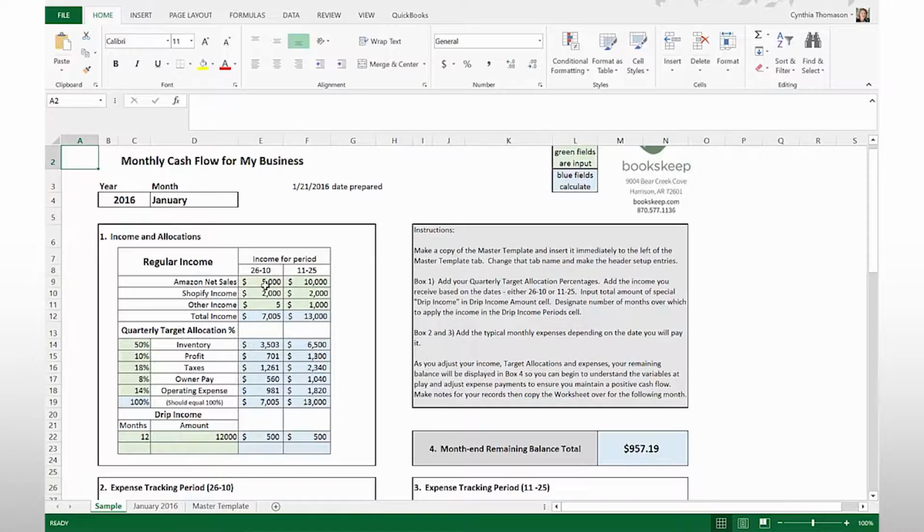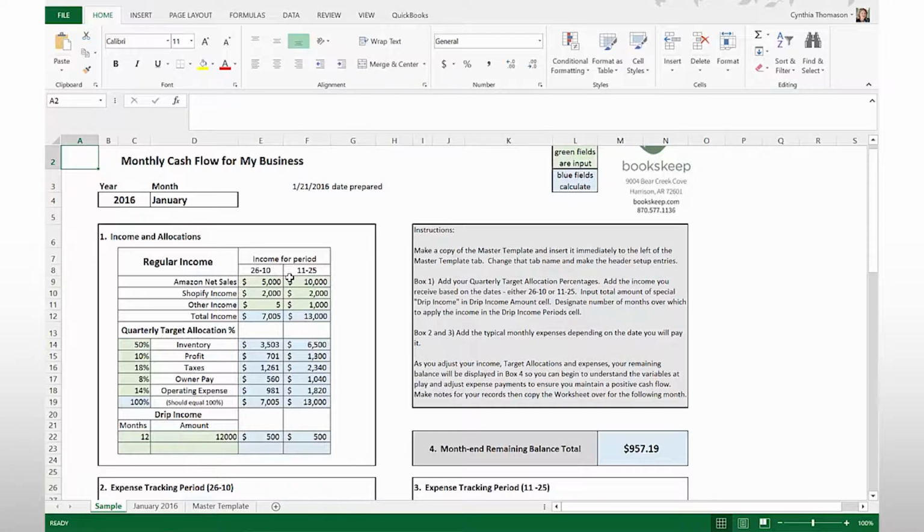So in this situation, we want to look at the fact that we receive on average $5,000 in Amazon net sales for the first period. And these periods really track the time periods as explained in Profit First. The 26th through the 10th is the first allocation period. The second allocation period is the 11th through the 25th. Those are based on the time periods that Mike describes in his book.